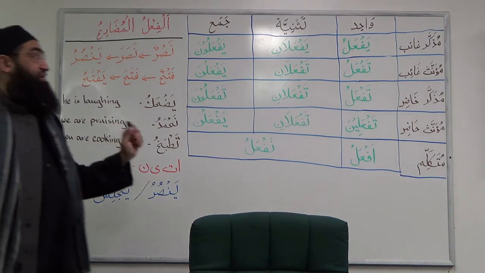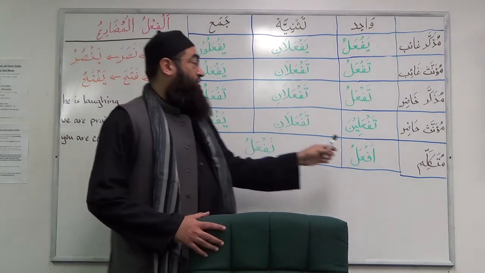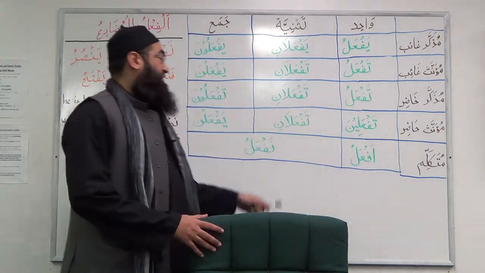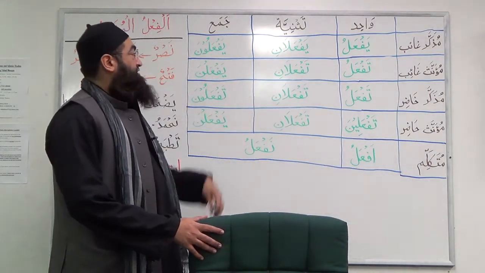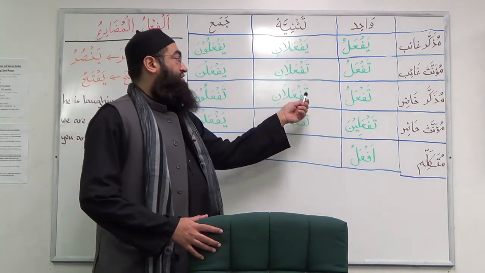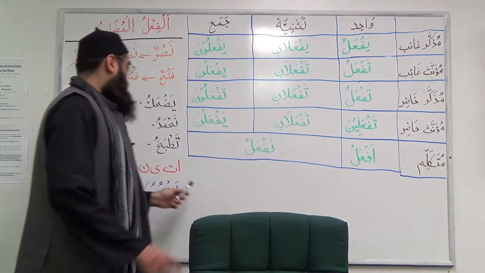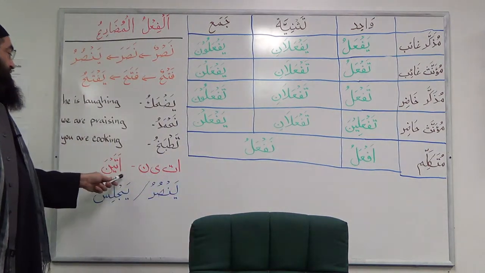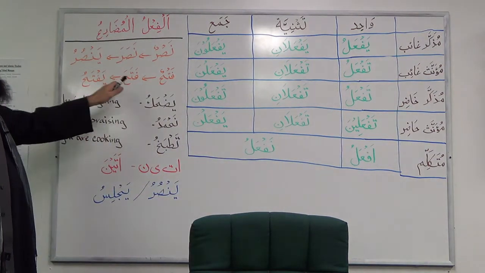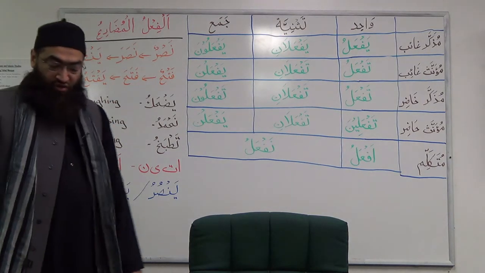Sometimes you're going to add a ya, sometimes an alif, sometimes a noon, and sometimes a ta. One of these four: alif, ta, ya, or noon. One of these letters you're going to add at the beginning of fi'l madi, and it's going to make the mudari.